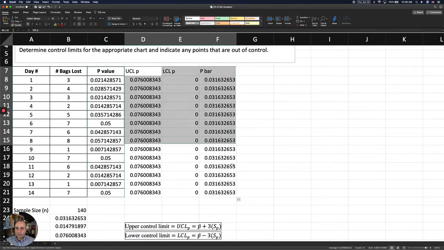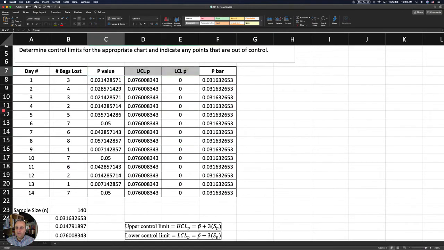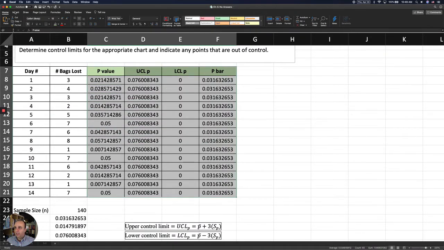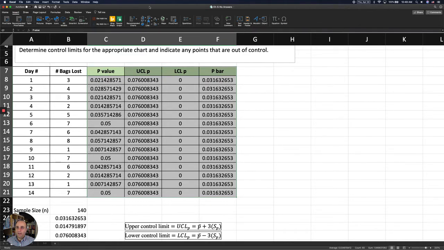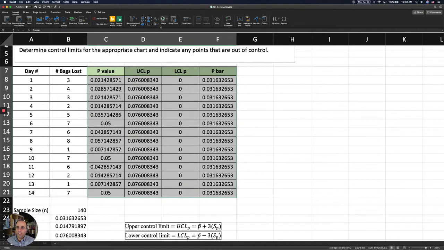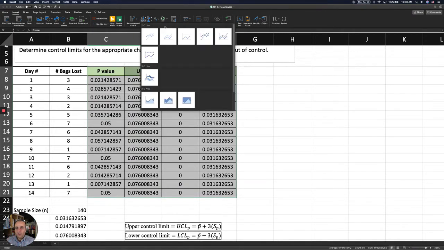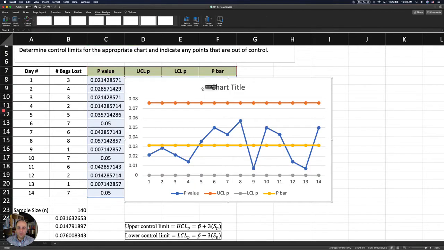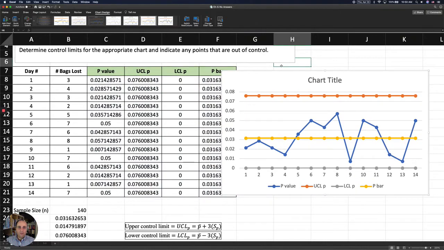Okay, so let's take care of the cosmetics as well. These four columns are basically the columns that constitute the data for my chart. Okay, so I go ahead, select them, go to insert, go to the charts area here, and then go to line chart, and I select a line chart with markers. Okay, this is going to be my P chart.